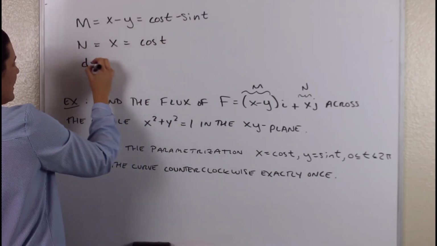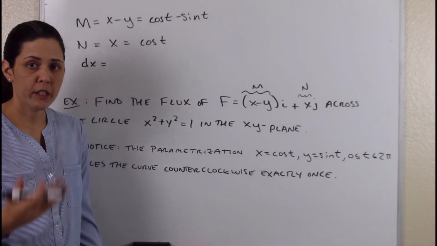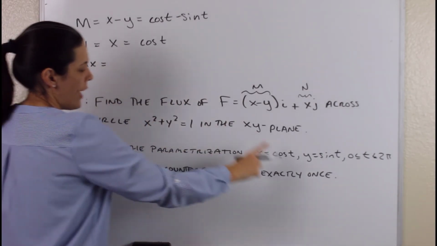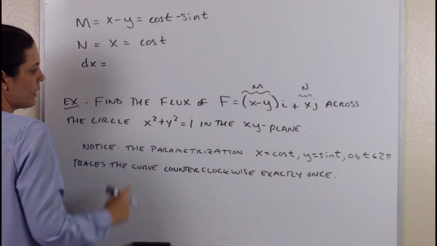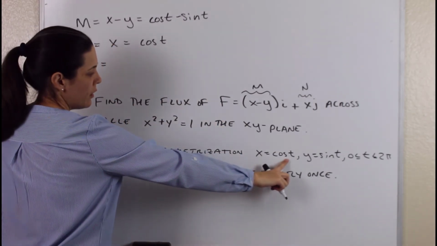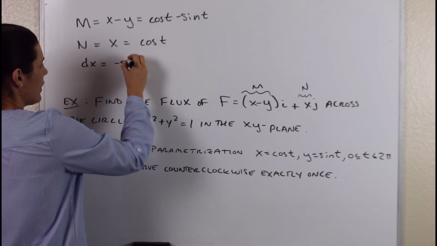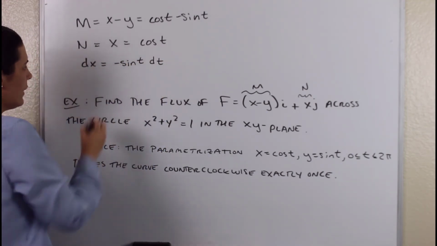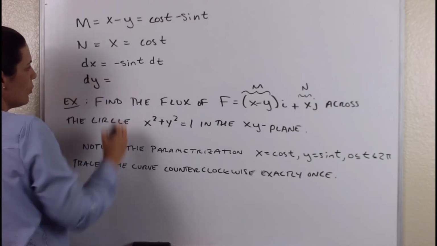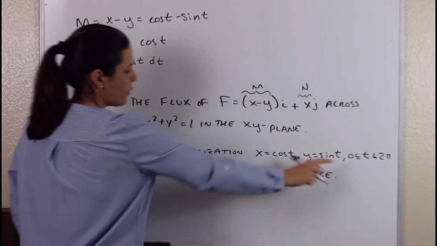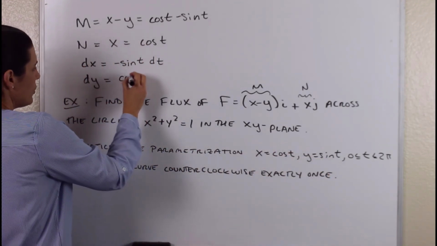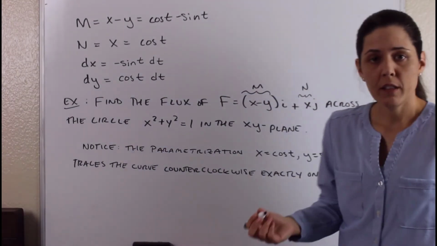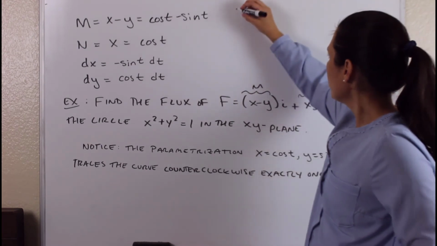Next we need a dx, because all this is going to go into our integral. dx is the derivative of x with respect to t. So the derivative of cosine with respect to t is negative sine, and then I need my dt here. Last, we need dy, which is the derivative of y with respect to t, so that's going to be cosine t dt. And now we're ready to fill in our integral.